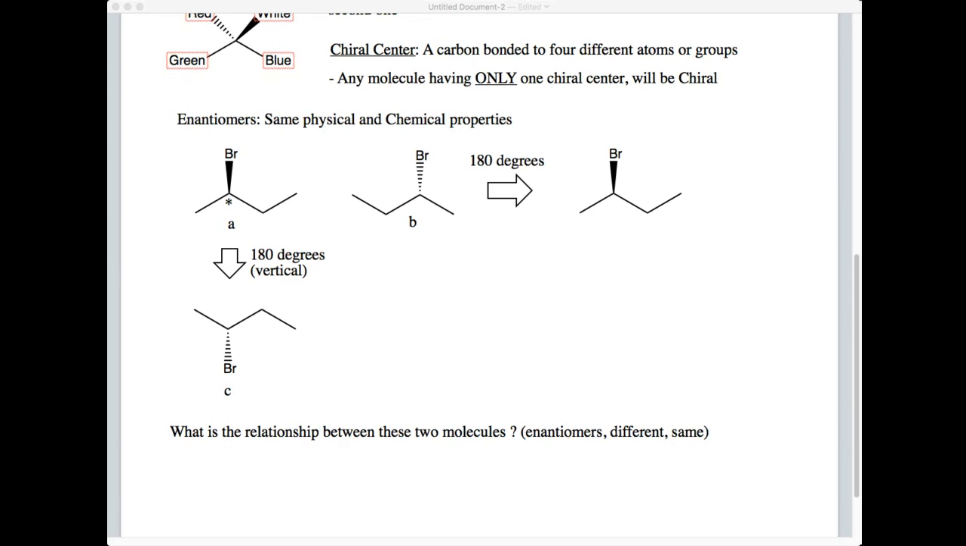So A and B are the same. Is that correct? So A and C are the same as well. What happened from A to B? Horizontal flip. What happened from A to C? Vertical flip, 180 degrees. Is that clear now? Okay, so guys, you gotta be careful with that.